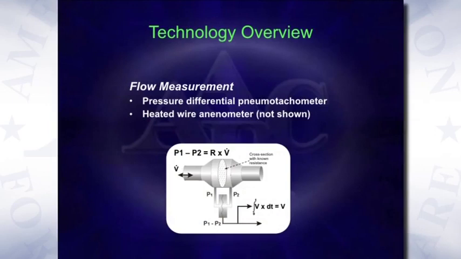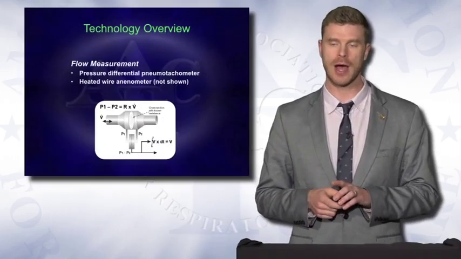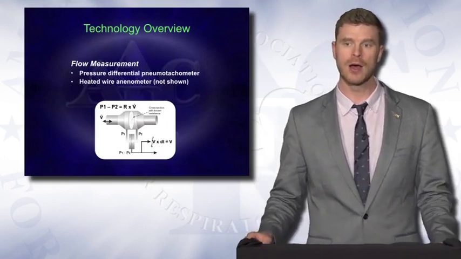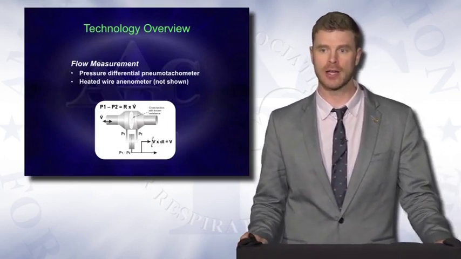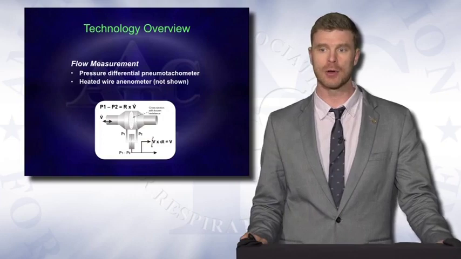Next, not so much for CO2 time-based monitoring, but when we get into volumetric monitoring, which we will in a few minutes, we have to carefully consider how we're measuring the flow. There's a couple different ways in the literature to do this. Some very popular ones I've highlighted here on this slide are a pressure differential pneumotachometer as well as a heated wire anemometer.